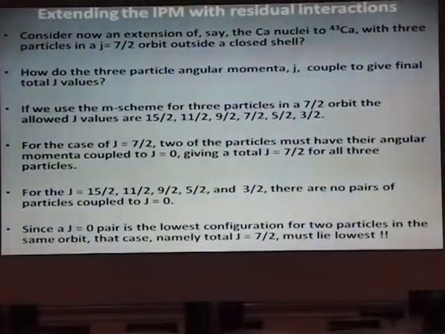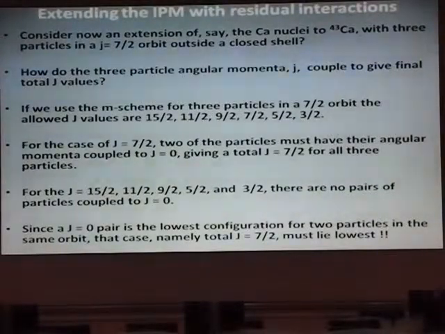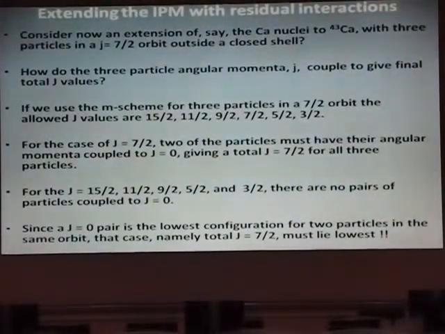3, okay. I want to extend the independent particle model using this result to a few more nuclei. Let's look at calcium 43. It has 3 particles in an F7/2 orbit. First question is, what angular momentum do these 3 particles add up to? And it's a very nice exercise you can do with the M scheme if you want. The answer is the possibilities are 15/2, 11/2, 9/2, 7/2, 5/2, 3/2.